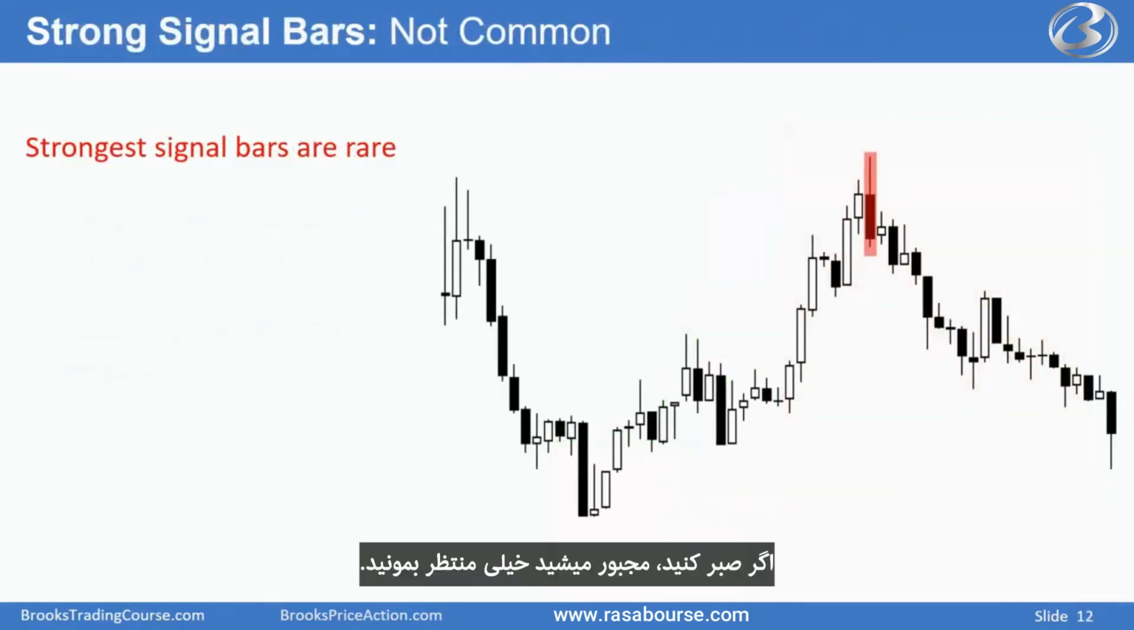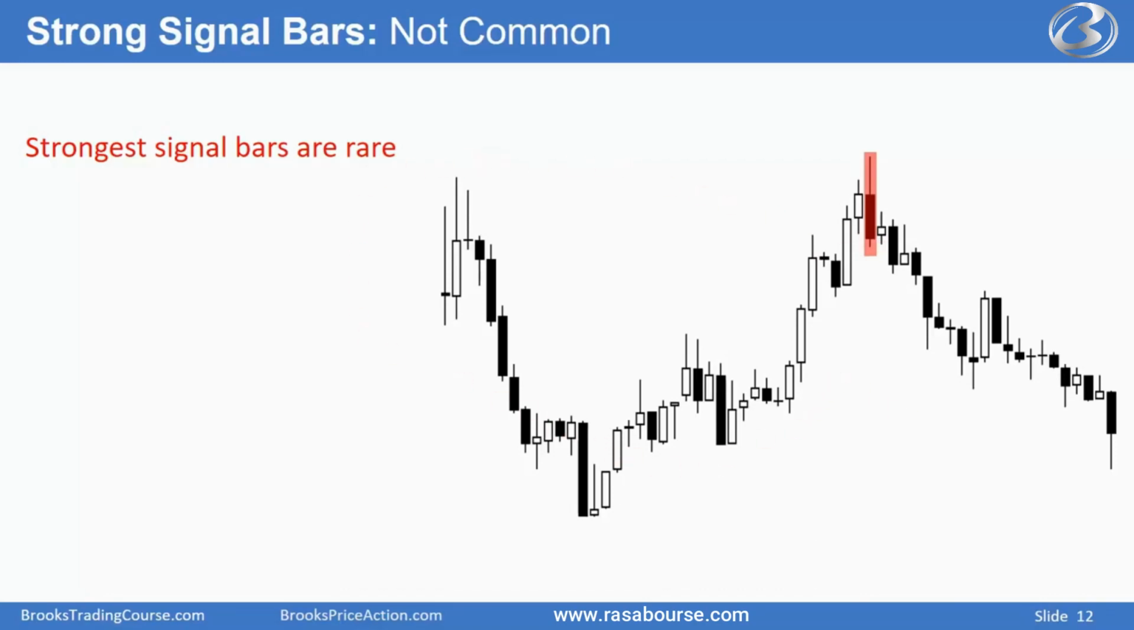If you wait, you'll wait a long time, because really good looking sell signal bars, big bodies, closing on the low, they're rare, and maybe only 1% of the bars on a chart are really strong reversal bars. And in this particular case, that's what we see here. Maybe 100 bars, only one is a strong bear reversal bar. Yet traders are trading on every bar on the chart.